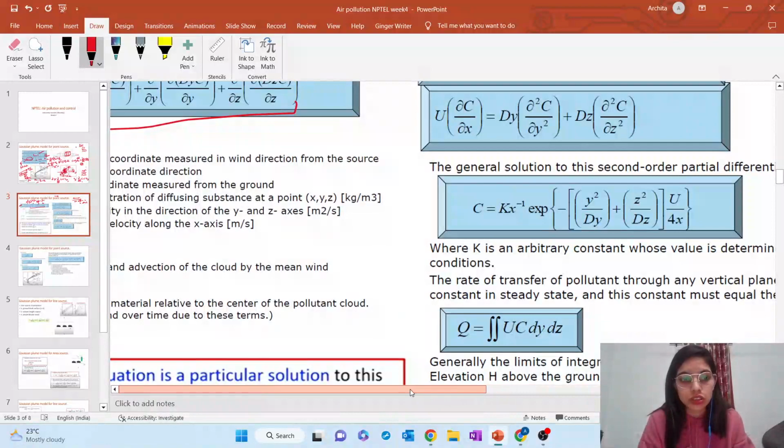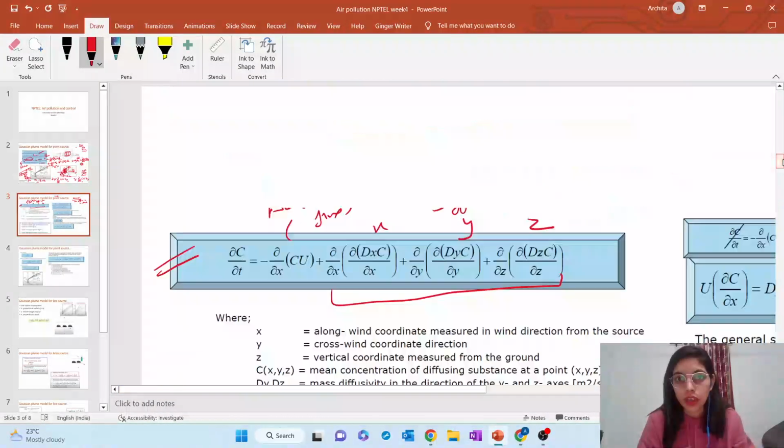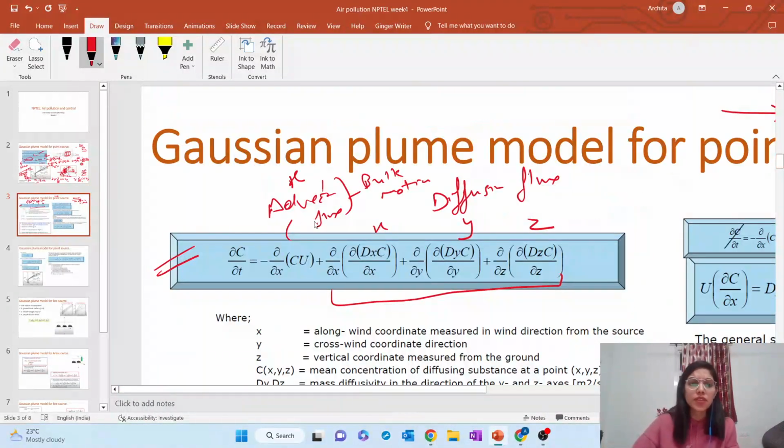Is it clear now? So what I'm saying is that the rate of change of concentration with respect to time depends on the advection flux, that is bulk motion in the x direction, and then diffusion in all three directions, because x is the direction of motion of the plume. So there will be bulk motion in x, but in the other directions, there will be diffusion due to turbulence.